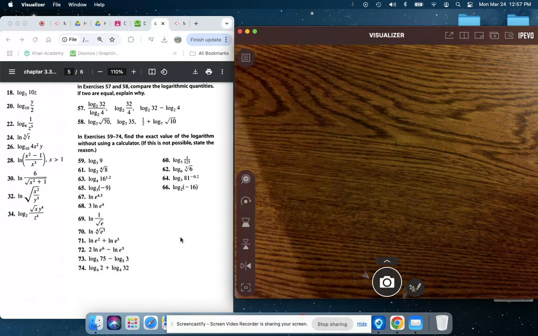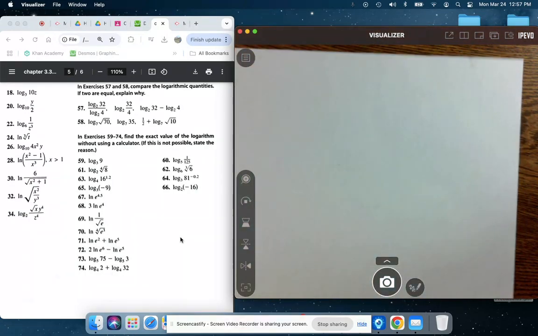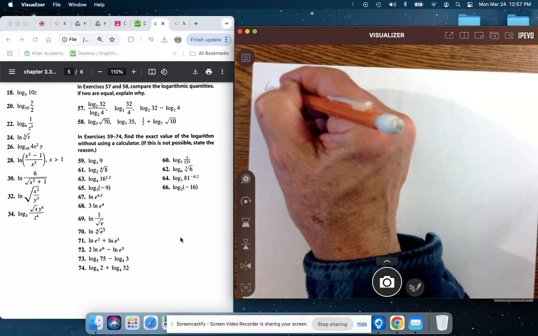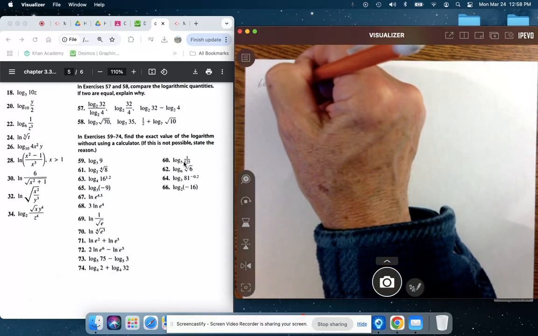All right, so let's look at 60. Now the trick to these is knowing certain powers. Like I know 5 to the third power is 125 because 5 times 5 times 5 is 125. So I think this is going to end up being just -3 just by looking at it. But let me write it all down and make sure that's right.